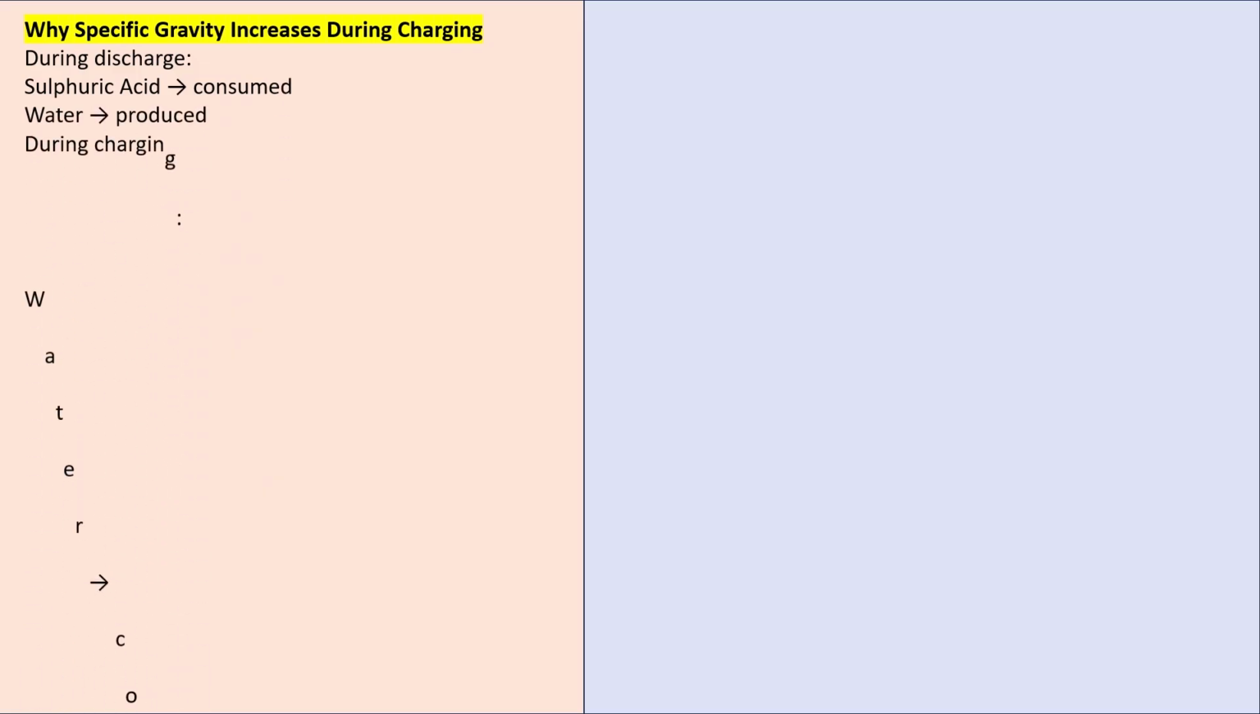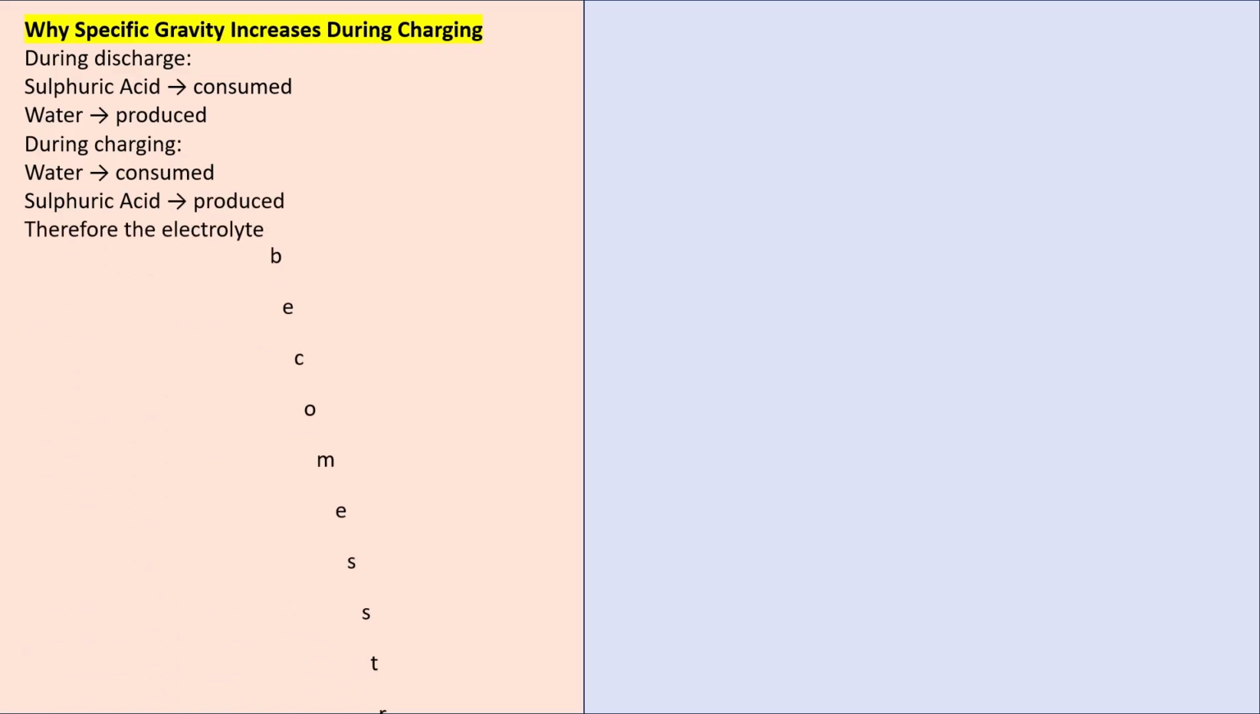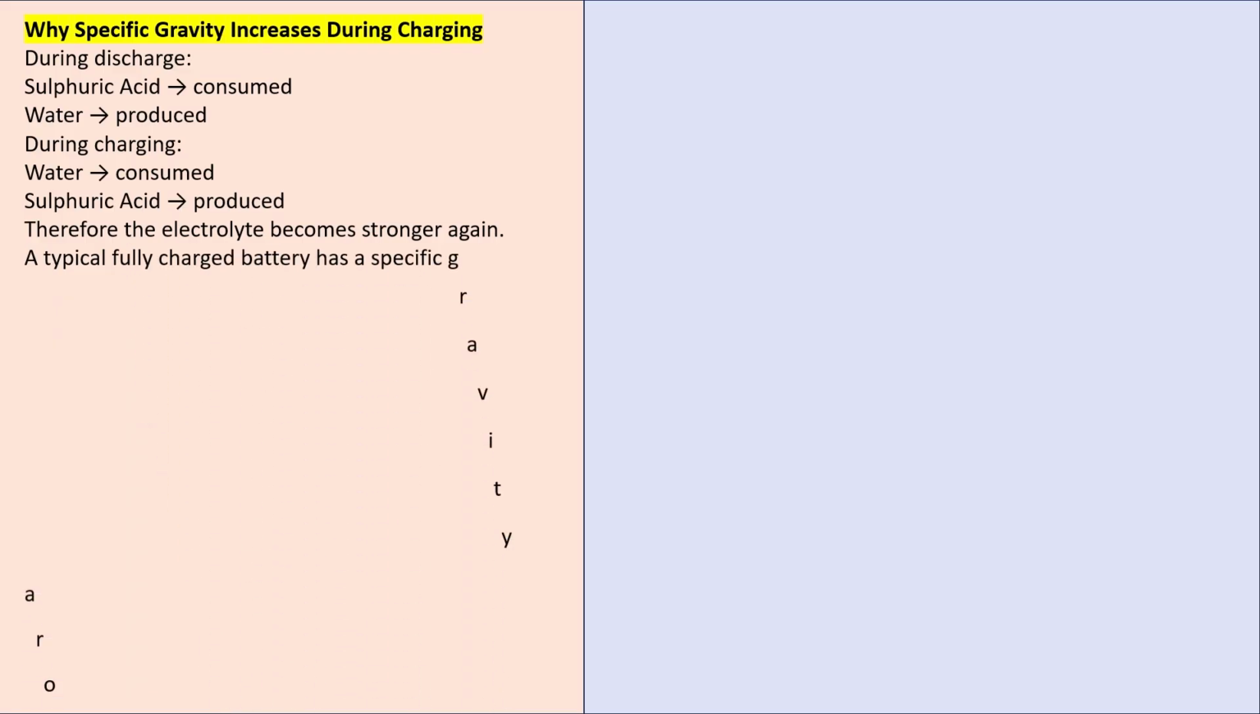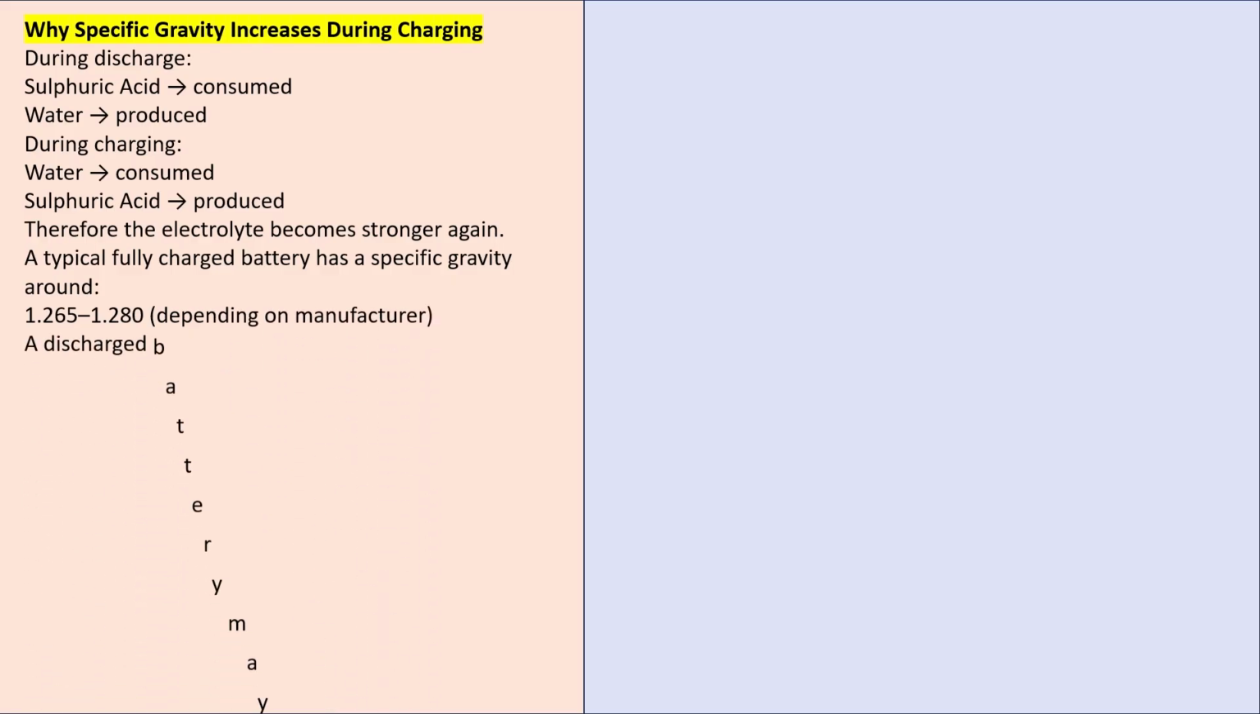Why does specific gravity increase during charging? During discharge, sulfuric acid is consumed and water is produced. During charging, water is consumed and sulfuric acid is produced. Therefore, the electrolyte becomes stronger again. A typically fully charged battery has a specific gravity around 1.265 to 1.280, depending on the manufacturer.